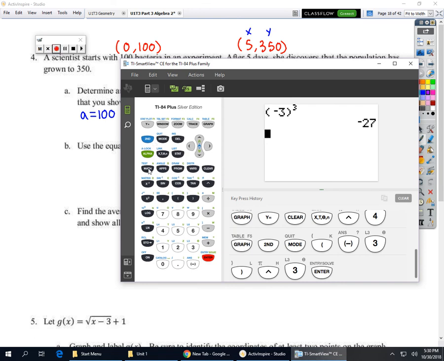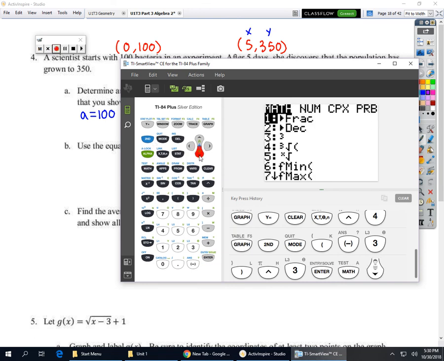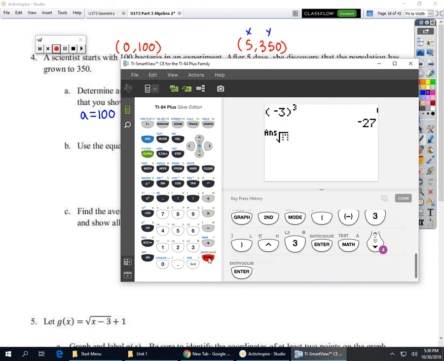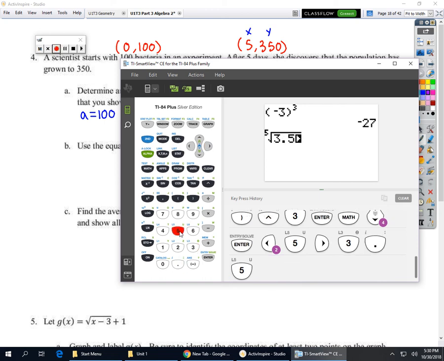So, as usual, go to math, scroll all the way down to the root right here, enter, change from answer, change that to fifth root. The fifth root, what is it again? 3.5. 1.2847.